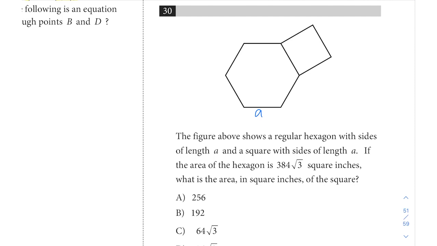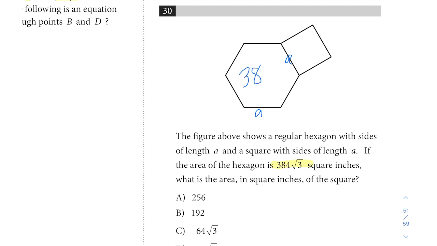The figure above shows a regular hexagon with sides of length A, so we can label that, and a square with sides of length A, which makes sense because if you look at this side here, that's a side of the hexagon and a side of the square. So everything's got a side of length A. We don't have to label them all, but we know that they're all A for the side length. Okay. The area of the hexagon is 384 root 3 square inches. What is the area in square inches of the square?